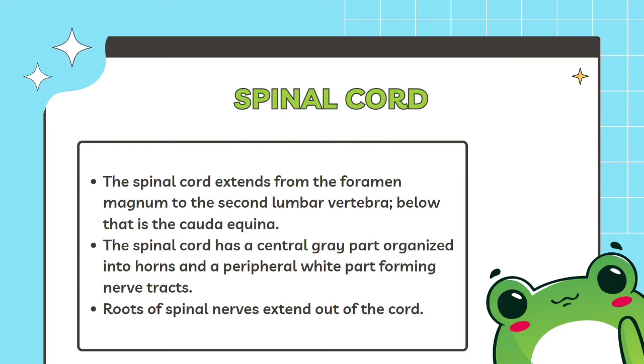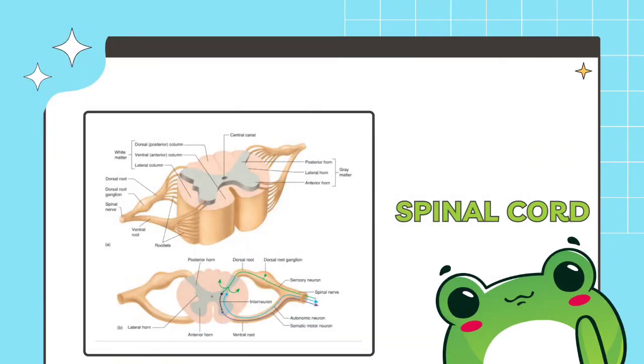Spinal cord. The spinal cord extends from the foramen magnum to the second lumbar vertebra. Below that is the cauda equina. The spinal cord has a gray central part organized into horns and a peripheral white part forming nerve tracts. The roots of the spinal nerves extend out of the cord. In here, you can see that in each segment of the spinal cord, rootlets combine to form a dorsal root on the dorsal, posterior side, and the ventral root on the ventral or anterior side.